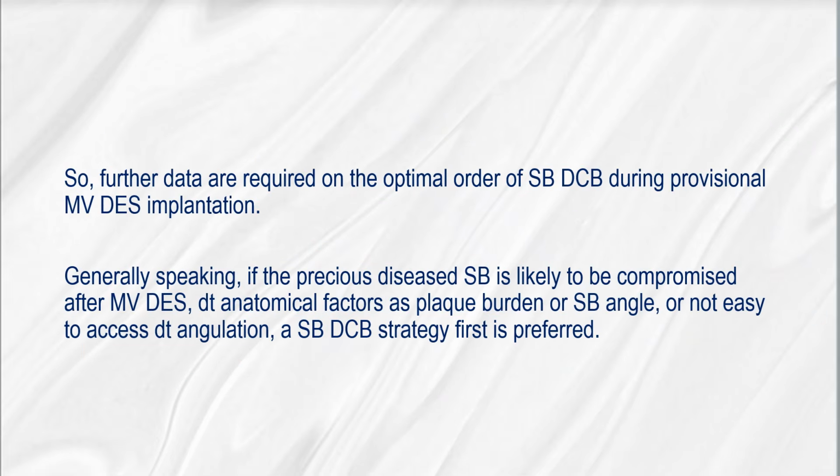So further data are required on the optimal order of the side branch drug-coated balloon during provisional main vessel DES implantation. Generally speaking, if the precious diseased side branch is likely to be compromised after main vessel DES due to anatomical factors such as plaque burden or side branch angle, or is not easy to access due to angulation, a side branch drug-coated balloon first strategy is preferred.